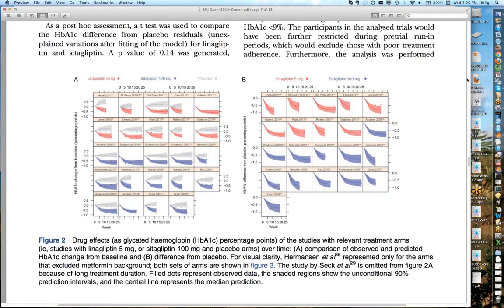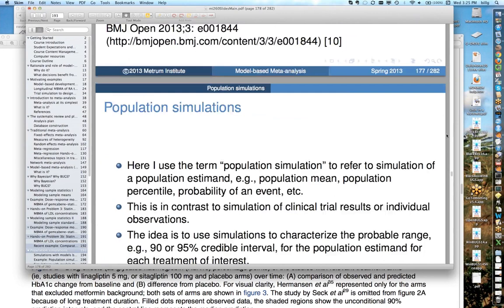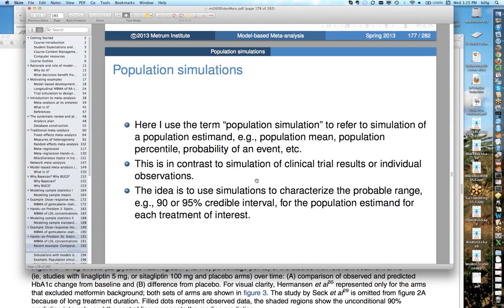Okay, let me see what we're planning for next. As I say, I thought this would be about as far as we would get, because where we're going next is to talk about application of these models for simulations. And in particular, as you see here, what I'm going to be talking about is what I'm terming population simulations. I'm trying to use a term here to distinguish it from clinical trial simulations.